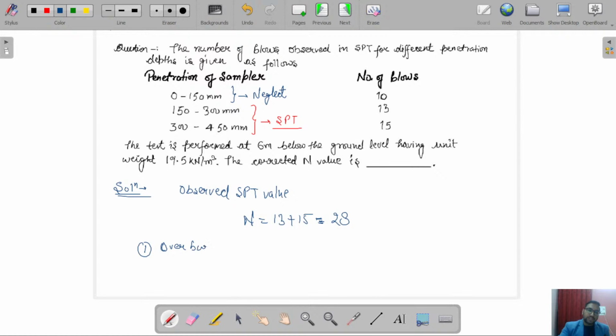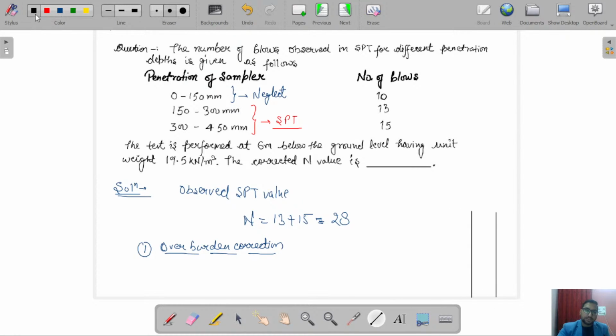Our overburden correction. Now, why is this overburden correction needed? As you move to greater depth, what will happen? Suppose this is the borehole.